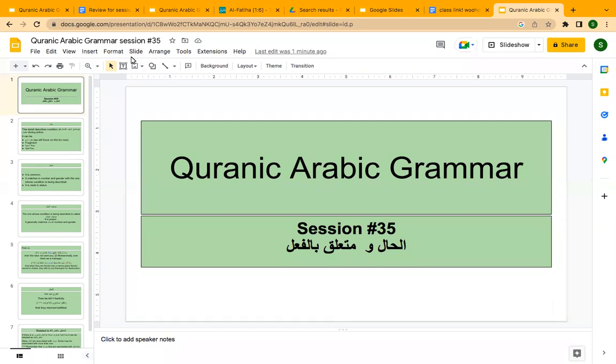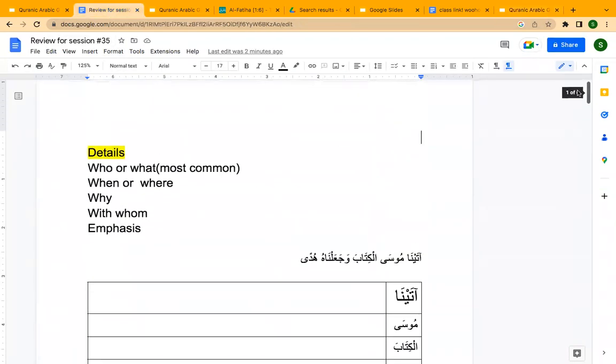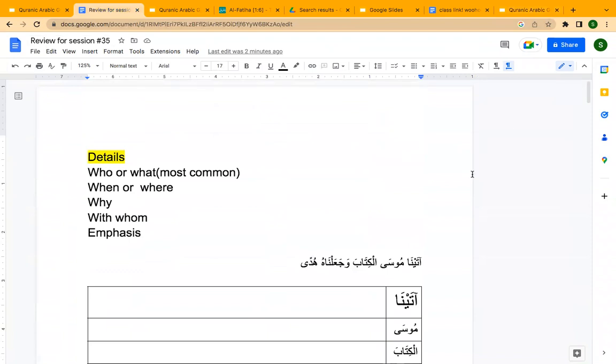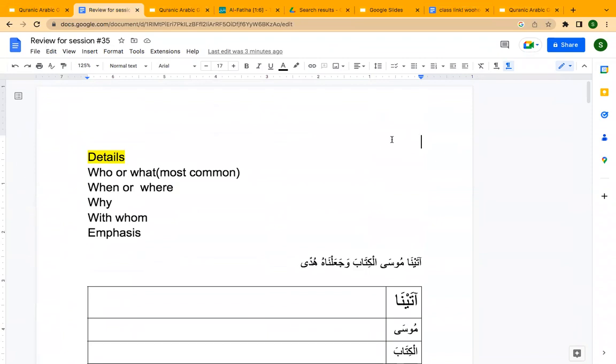Alhamdulillahi ala kulli hal. So here we are with our session number 35. And I am going to start my session with a review of the concepts that we have done in our last session, inshallah. So if you all remember, we started learning fail a few weeks ago, and then we all learned about details that you will see in any jumla failure.